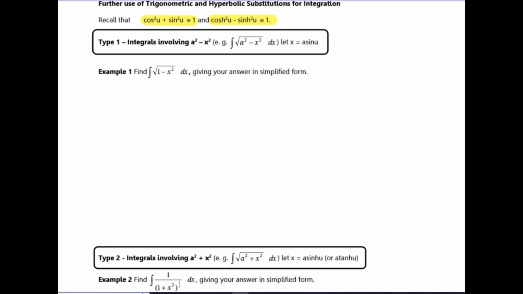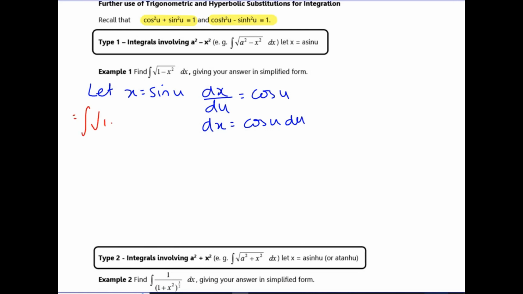So this example, find the integral of root 1 minus x squared. We're going to use the substitution x equals sine u. First thing to do in a substitution question is differentiate this to get dx in terms of du, so times it by du, and we get that dx is cos u du. Start substituting in, so your integral becomes root 1 minus sine squared u, rooted, times cos u du.